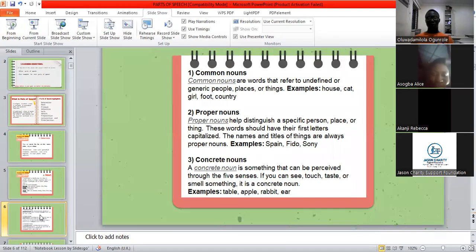The second one, which some schools of thought believe is the opposite of the common noun, is the proper noun. The proper noun distinguishes or gives a specific name to a person, a place, or a thing. What we are saying is that they give a specific name. They make sure that once this name is attached to this thing, no other thing can answer to it. For example, we have a country, Spain.